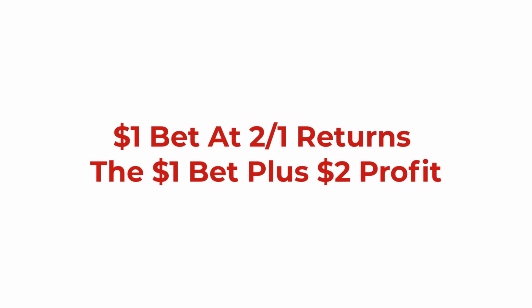Now let's take a look at 2 examples. Let's take a look at the situation where horse number 1 has actual post-time odds of 2-1. If the horse wins at 2-1, then the bettor will receive $3 back for every dollar bet, representing a return of the $1 bet plus profit of $2.